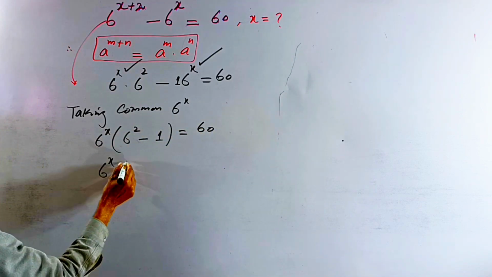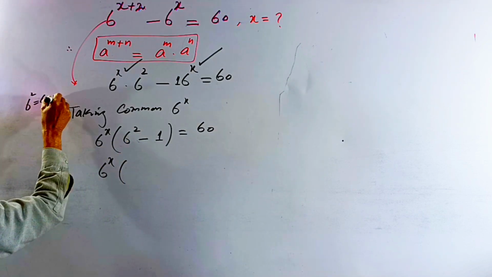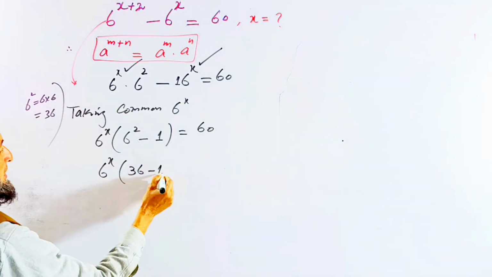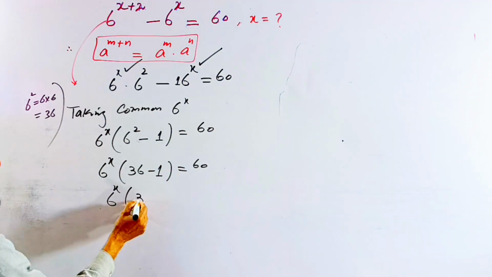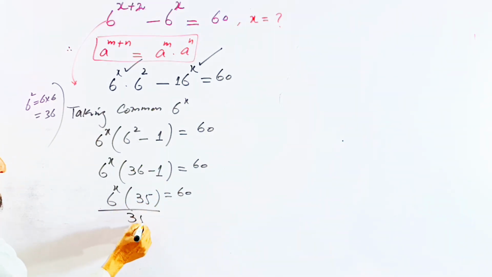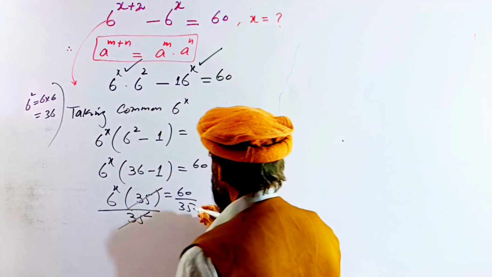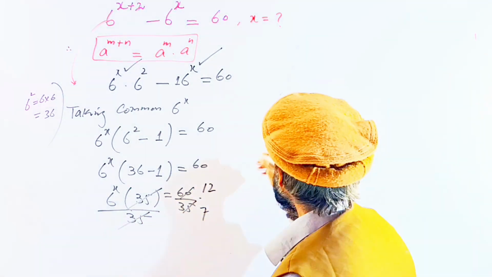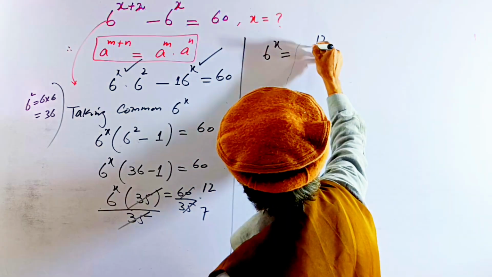Now 6 square we can write as 6 multiplied by 6, which is equal to 36. So we get 6 power x times (36 minus 1) is equal to 60, so 6 power x times 35 is equal to 60. Now dividing both sides by 35, 35 cancels with 7, so we get 6 power x is equal to 12 over 7.